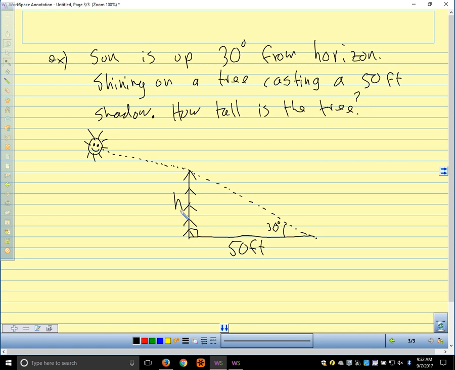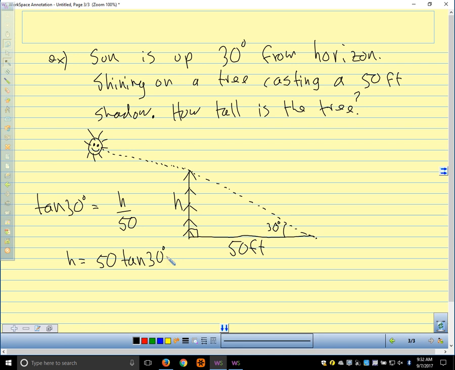Well, we're good pre-calculus students. We say, oh, we can just use some trigonometry here, figure out the height of the tree. So I look at this triangle, and I have the opposite side and the adjacent side. So what trig ratio am I going to use? Tangent has to do with the opposite and the adjacent. So the way I would write this is tangent 30 equals the opposite over adjacent. So our height is 50 tangent 30.